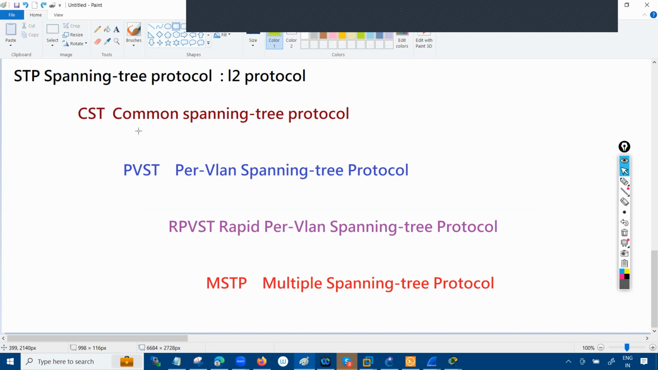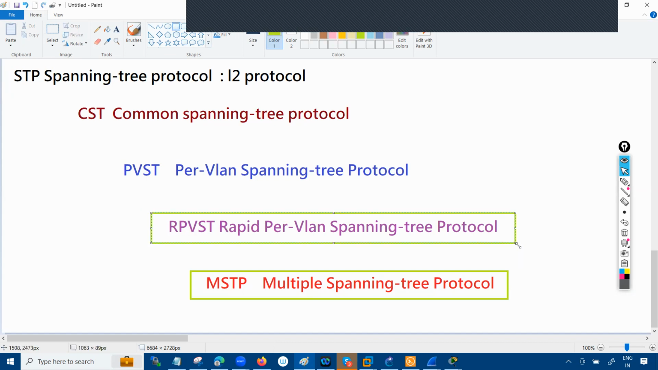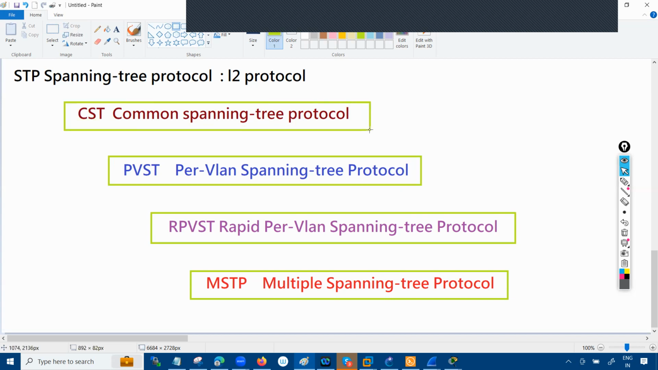But the problem is that there is a hierarchy. Hierarchy in the sense of what? If you want to understand the MST protocol, then you need to understand the RSTP protocol or RPVST protocol. RSTP is an IEEE standard, RPVST is provided by Cisco. If you understand RPVST, then you need to understand PVST. And if you want to understand PVST, then you need to understand CST. So there's a hierarchy. We cannot jump directly to PVST or directly to RSTP. You need to understand CST first of all.